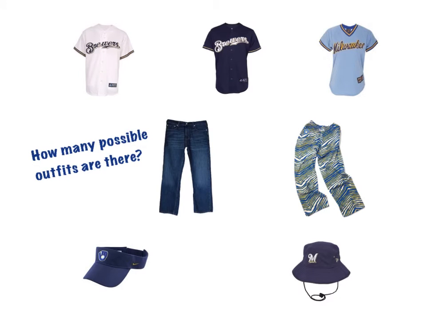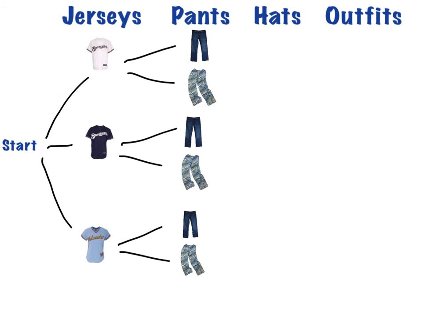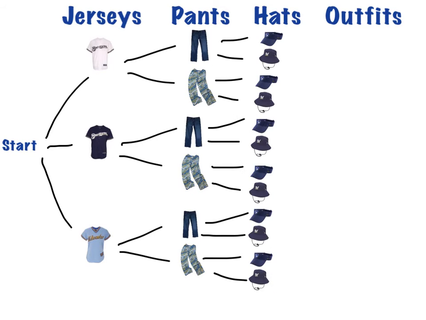So let's get back into the original situation. How many possible outfits can I make? So I have 3 jerseys, I have 2 different pairs of pants, and I have 2 different types of hats. So following the paths, you can see that I have 12 different possible outfits that I could make, or 3 times 2 times 2 equals 12.